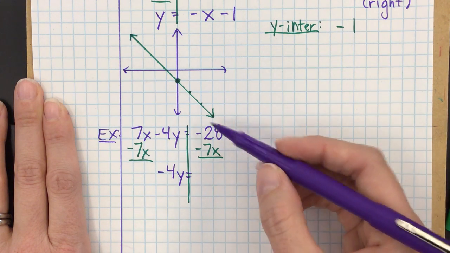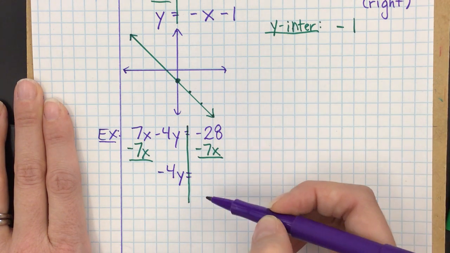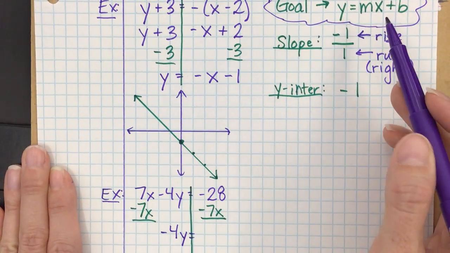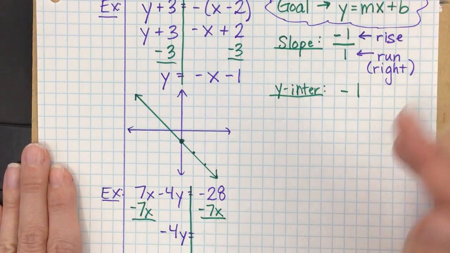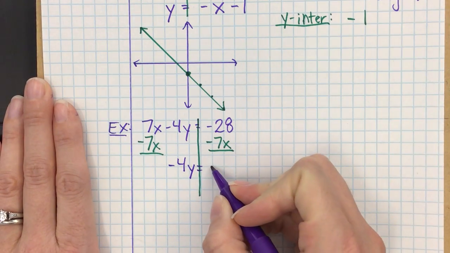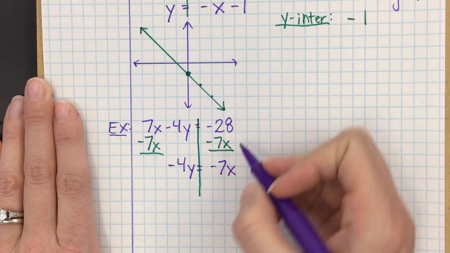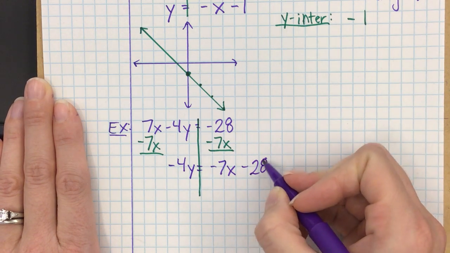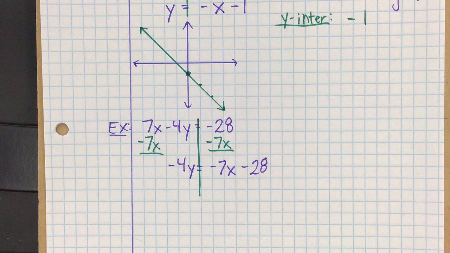So when we write this, I like to have the x term first so that I can see the slope easier because we want it to be in this form. So I'm going to put this term first, so -7x, and then put this term second, like that. Now we're well on our way.